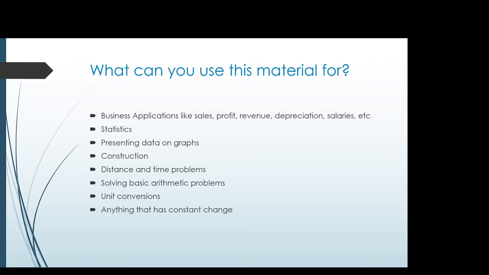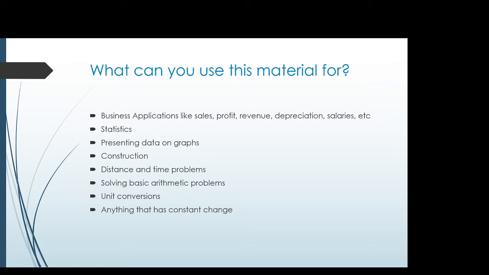Unit conversions. A lot of unit conversions, some people just multiply and divide with those, but you can also do what's called a proportion to convert units, and those are all linear equations. They're rational because they have fractions, but they turn into linear equations. And so a lot of unit conversions can actually be written as linear equations, which we'll be talking about this week. And anything that has constant change.